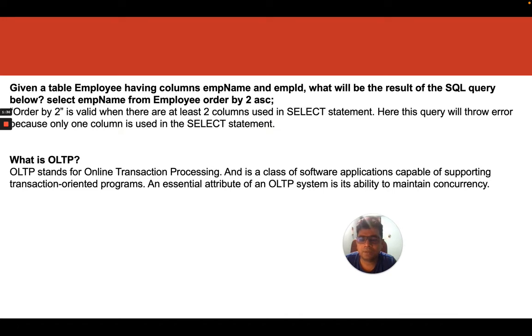What is OLTP? OLTP stands for Online Transaction Processing and is a class of software application capable of supporting transaction-oriented programs. An essential attribute of an OLTP system is its ability to maintain concurrency.